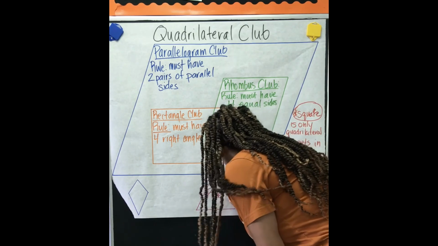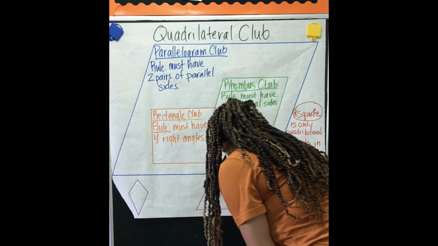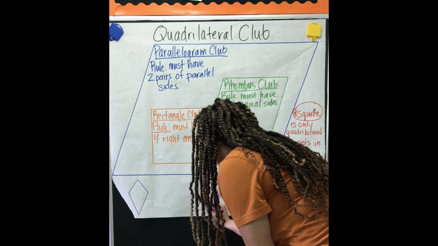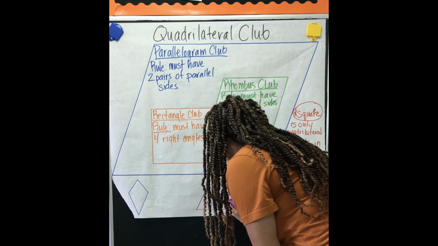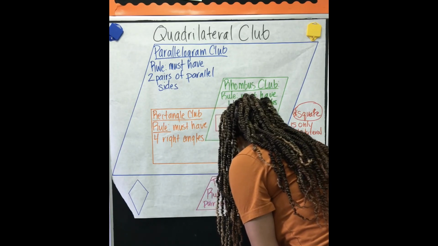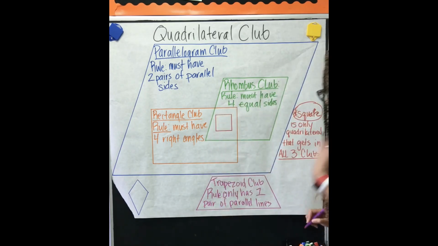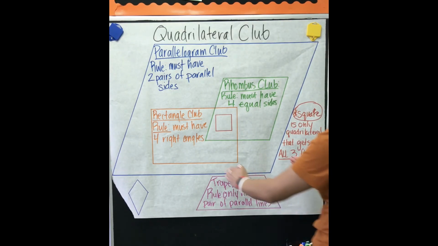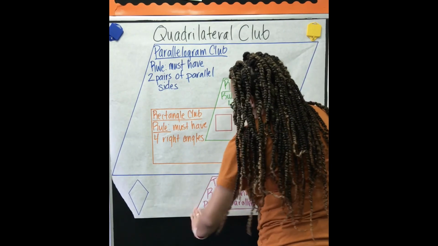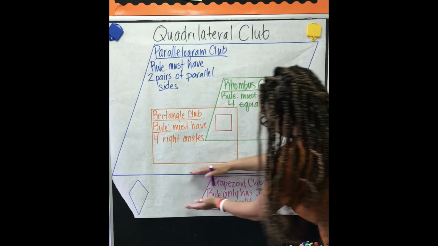The rule is that it only has 1 pair of parallel lines. And if you look at this, that is true. These 2 lines right here are going to run into each other eventually. These 2 are not.